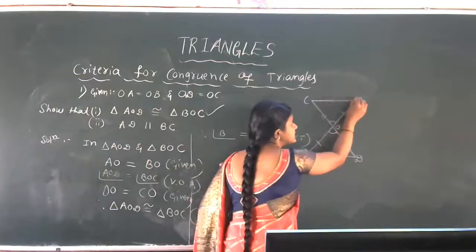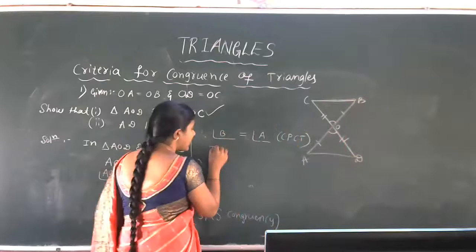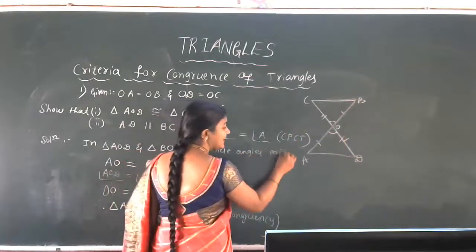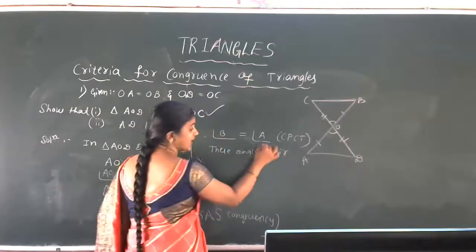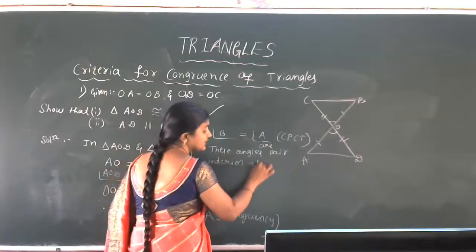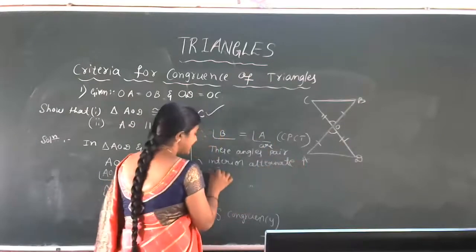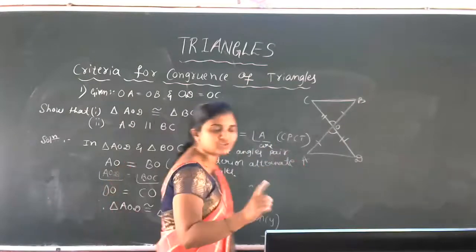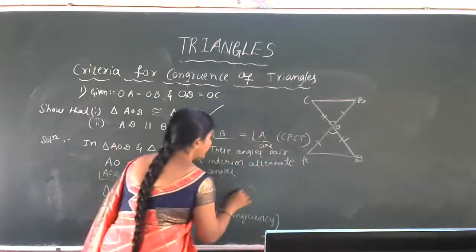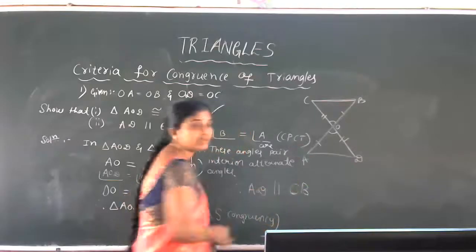So when we observe the diagram, these form a Z shape. Are you observing the Z shape? Then these angles are a pair of interior alternate angles. When can we use interior alternate angles? When these Z-shape angles are equal, it is only when the lines are parallel. Therefore, AD line is parallel to BC line.